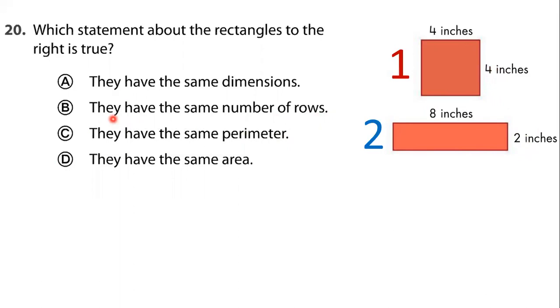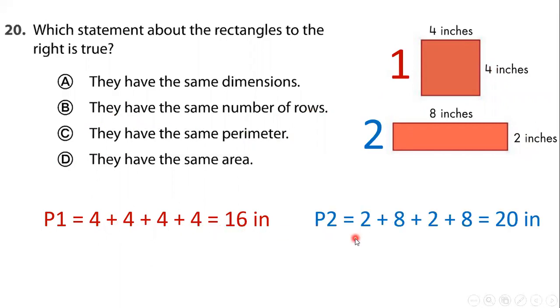C. They have the same perimeter. The perimeter of rectangle 1 is 4 plus 4 plus 4 plus 4 equals 16 inches. And the perimeter of rectangle 2 is 2 plus 8 plus 2 plus 8 equals 20 inches. So we will not choose C. They don't have the same perimeter.